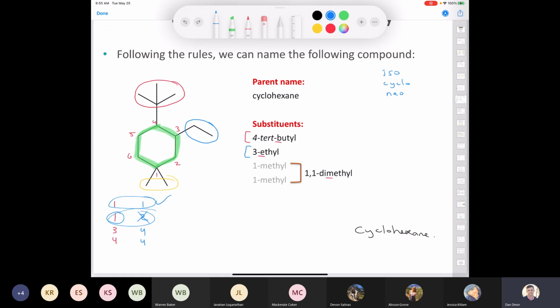So there we go. And if you're wondering, why didn't you put cyclo? Why didn't you alphabetize that according to the letter C? Because it is the parent. The parent always comes last. It's only the substituents that you have to put in alphabetical order.